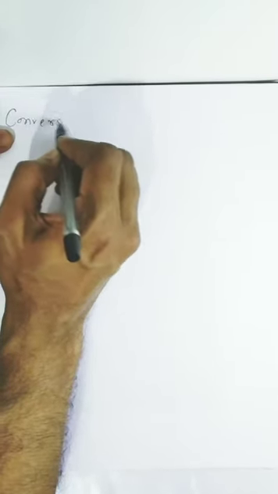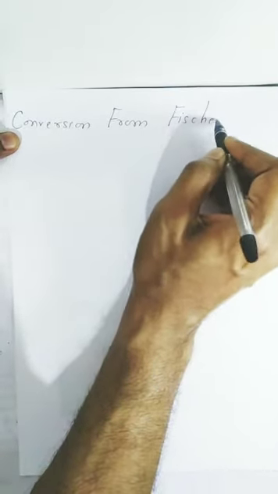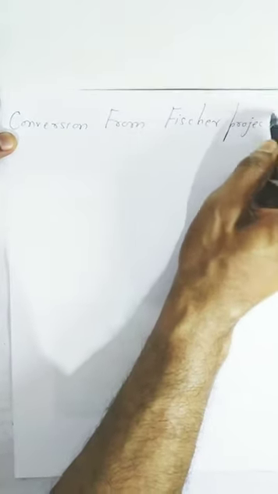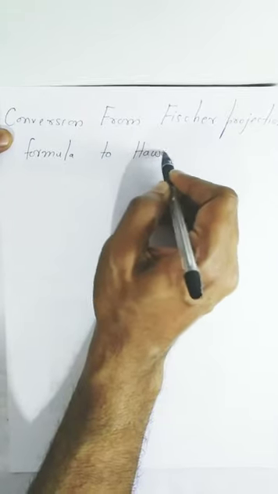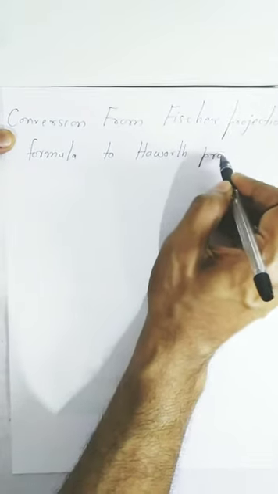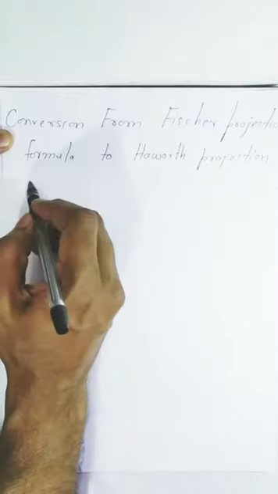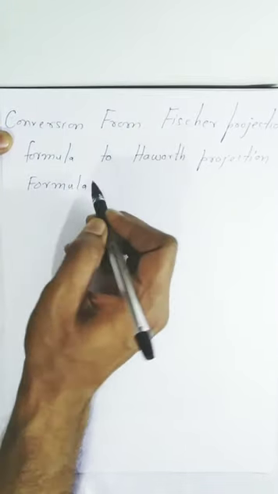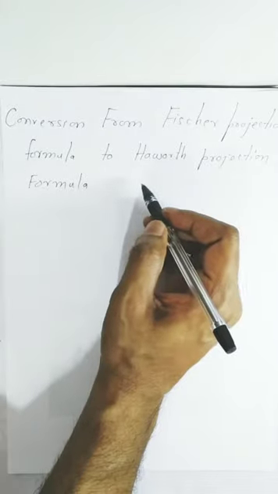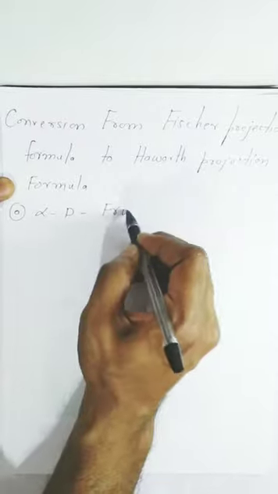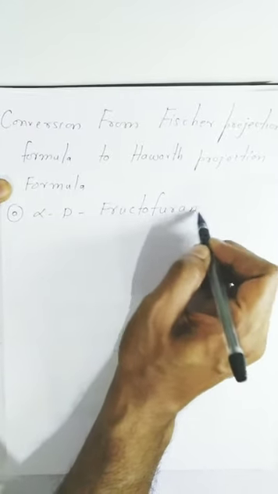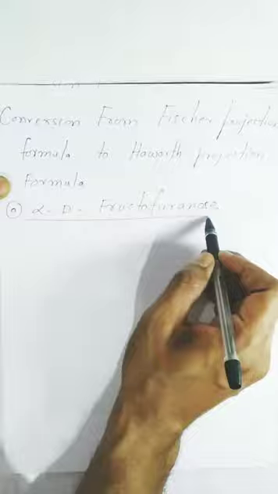Conversion from Fischer projection formula to Haworth projection formula. First one is how you convert alpha D fructofuranose into the Haworth projection formula, students.